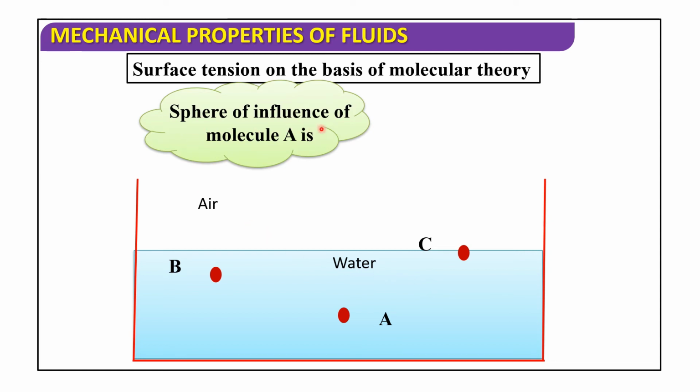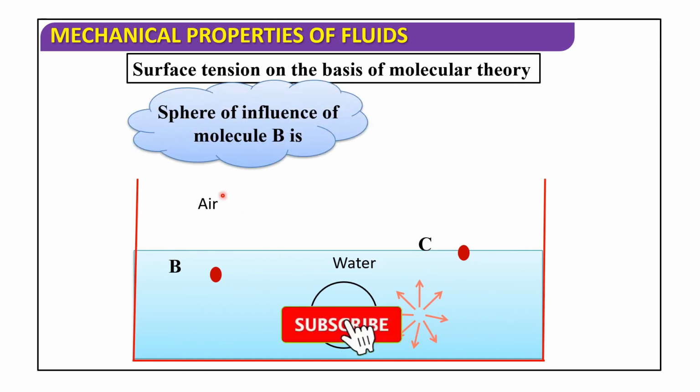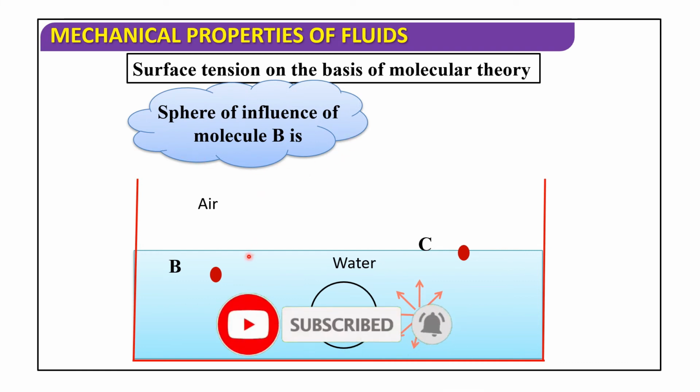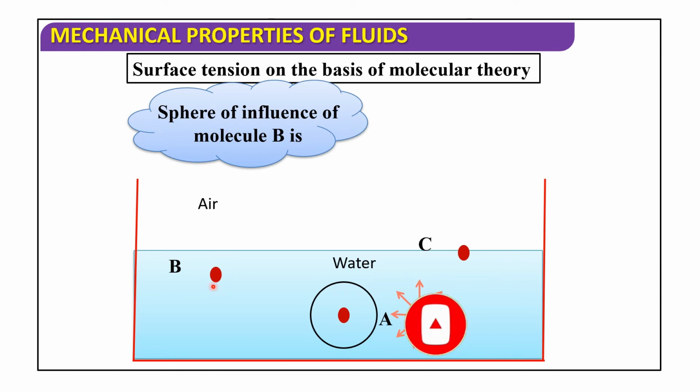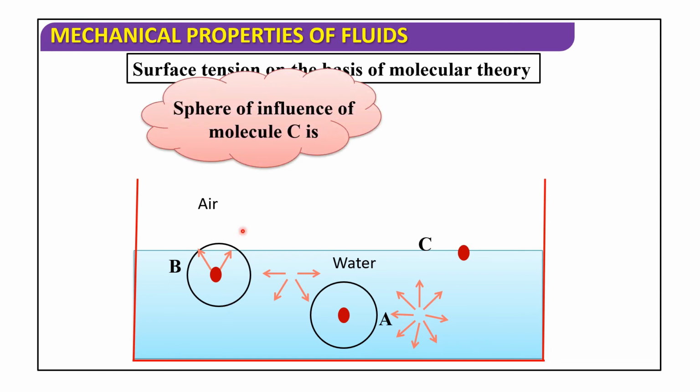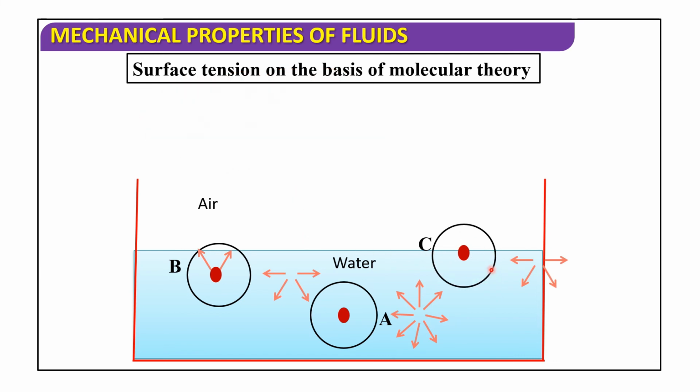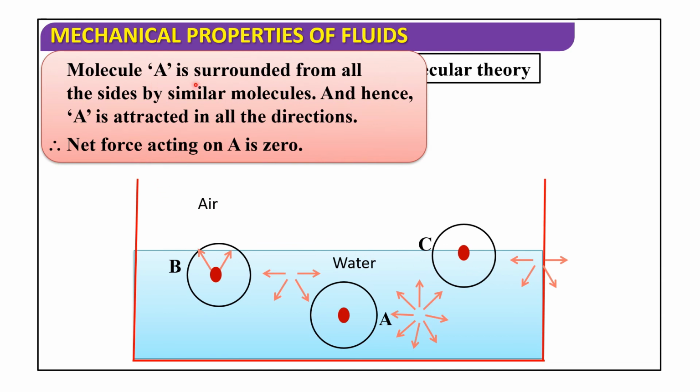This is the sphere of influence of molecule A, this is the sphere of influence of molecule B, and this is the sphere of influence of molecule C. Molecule A is surrounded from all the sides by similar molecules, and hence A is attracted in all the directions. Therefore, net force acting on A is 0.